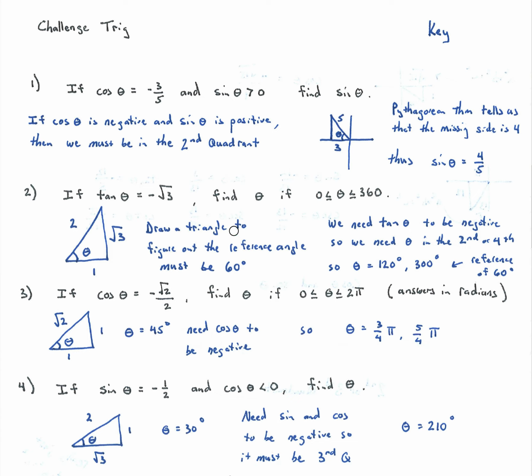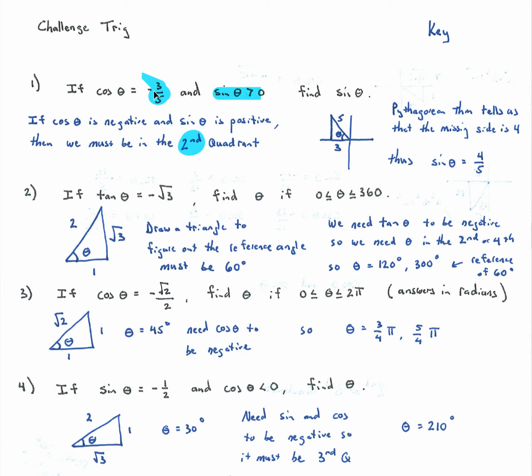Questions. First part, it says if cosine theta is negative 3/5, right, as soon as you see the fact that cosine is negative, you know you have to be in the second or third quadrant, because remember, cosine is an x value. And then it says sine is greater than 0. So this tells us we have to be in the second quadrant. Cosine is negative, sine is positive. That's the second quadrant.